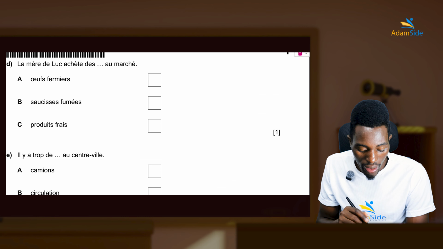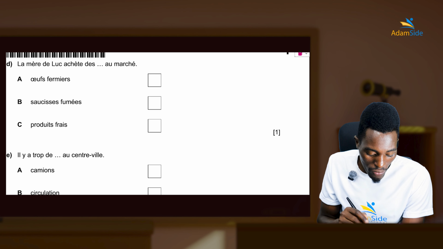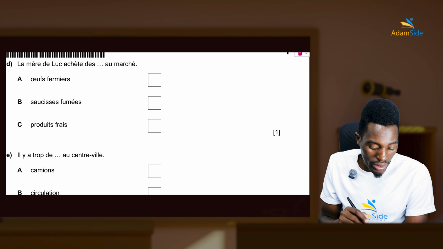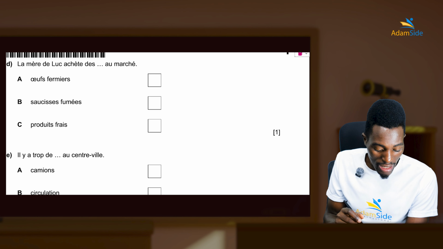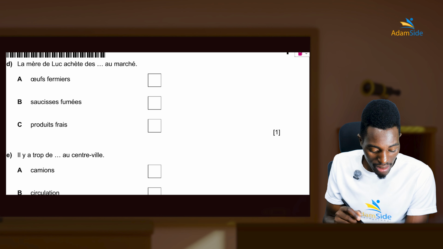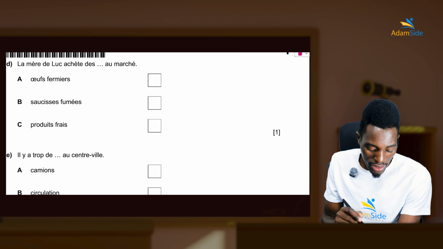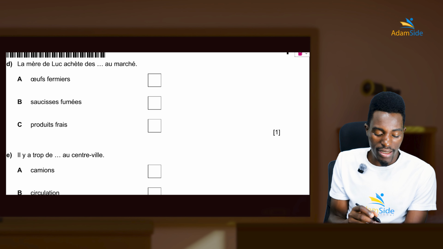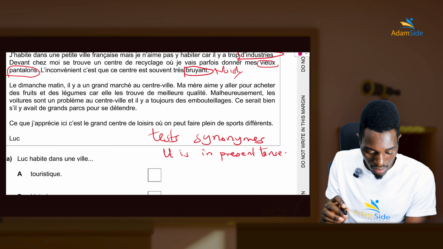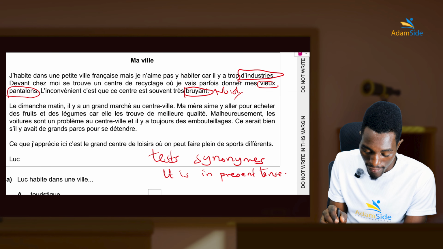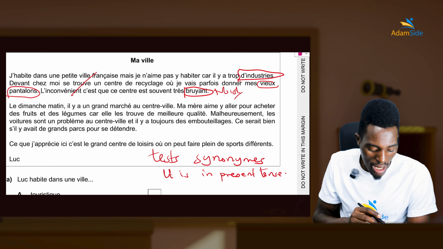La mère de Luc achète des pois au marché. The mom of Luc buys, to the market, des œufs fermiers. This is eggs. Saucisse fumée. Produits frais. So I have to go in the text and find what Luc's mom buys in the market. So then I continue reading because my first paragraph has finished, so I have to go with paragraph 2.